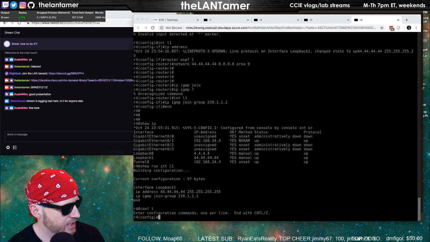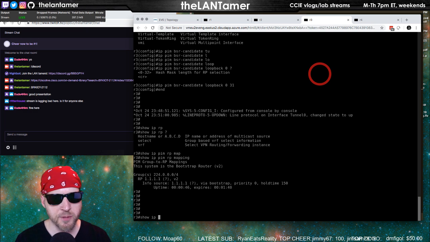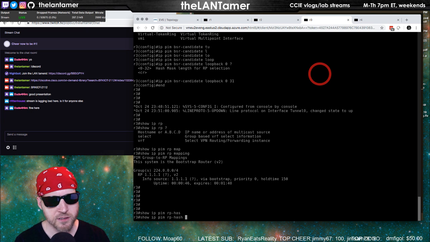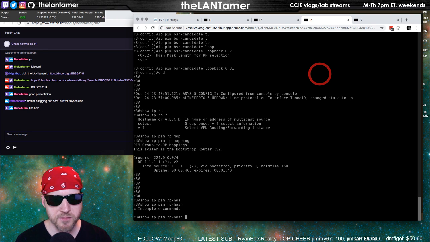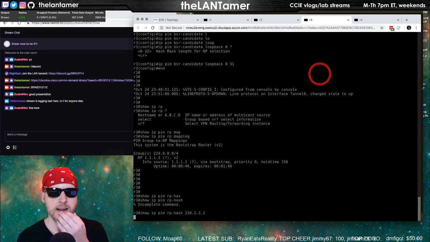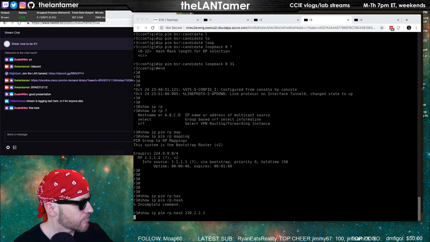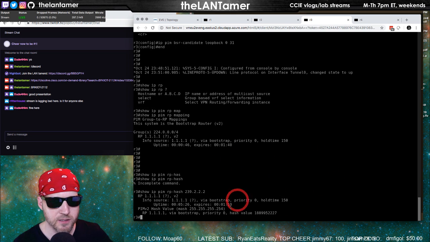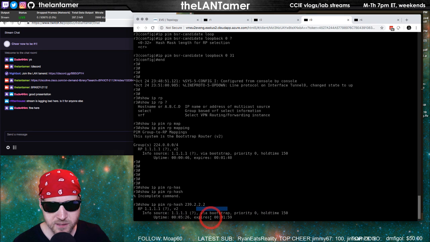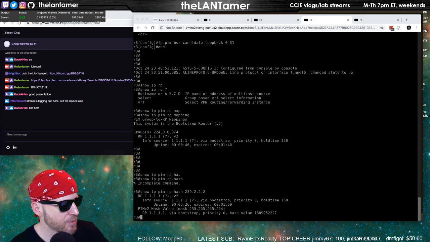Okay, one other thing we want to look at is that RP hash. So let's go to router 3, show IP PIM RP hash. Oh, we have to know. Let's just put in a random group. It shows info source, uptime, and it has a hash value, right? Interesting. It's actually using like a network mask. Yeah, because you could have multiple RPs as well, and state the priority.